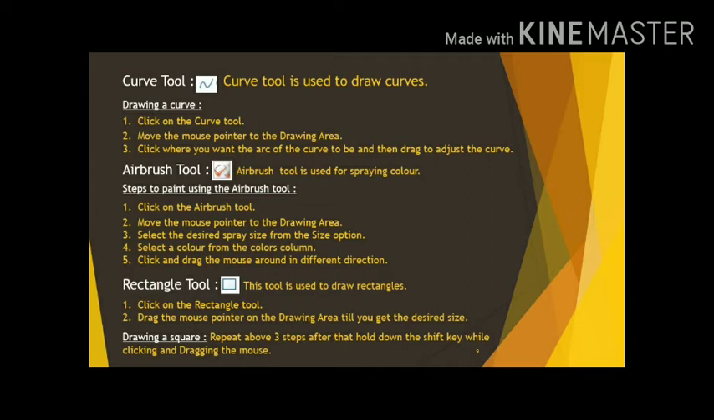Rectangle tool. This tool is used to draw rectangles. Steps are: first, click on the rectangle tool. Second, drag the mouse pointer on the drawing area till you get the desired size. Drawing a square. Repeat the above steps. After that, hold down the shift key while clicking and dragging the mouse.